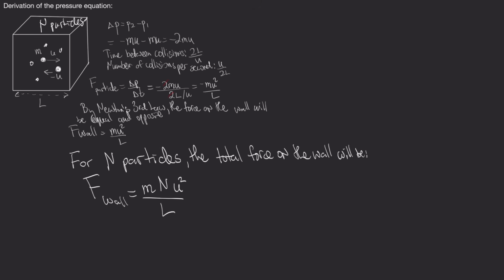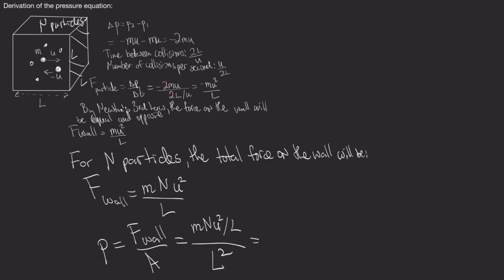Next thing to consider is, well, what is pressure? Remember, pressure is just equal to the force on that particular wall divided by the area. The force on the wall is just mnu squared over L. Divide that by the area, which is just going to be L squared, because remember, the face is just L by L. In other words, we're going to get a factor of mnu squared, divide that by L cubed. But L cubed is actually just the volume of our cube. In other words, this here will just be equal to mnu squared divided by V.